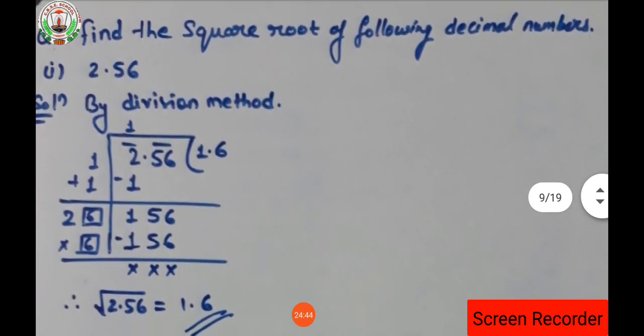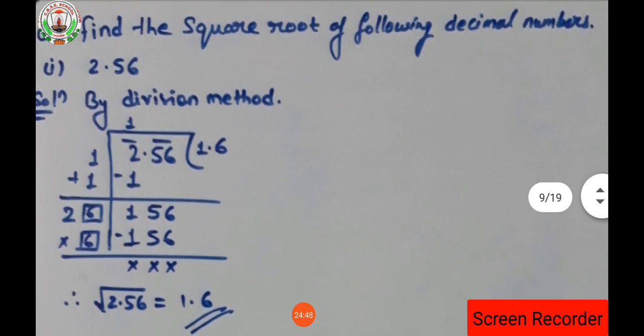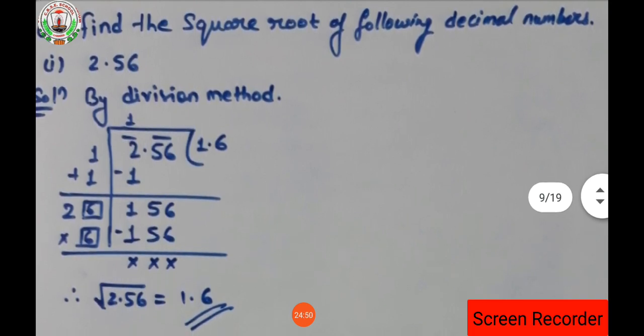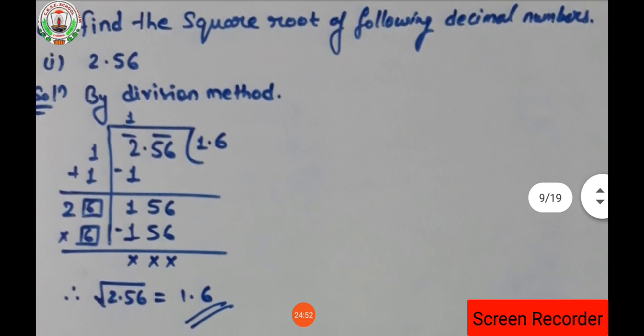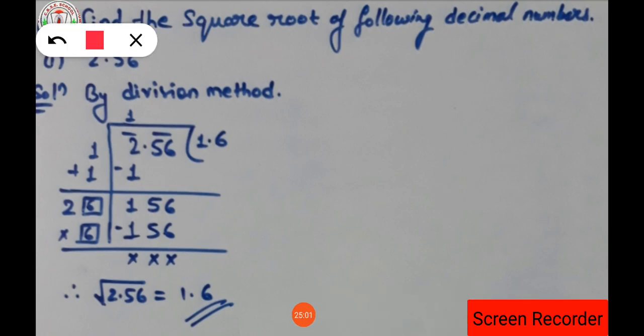Now the next question, question number 3. What does question number 3 say? Find the square root of the following decimal. You have to find the square root of decimal numbers. We can find it by the long division method, and using other methods also we can find out. But here, since the exercise belongs to the long division method, we are going to find the answer in the form of the long division method. Clear?